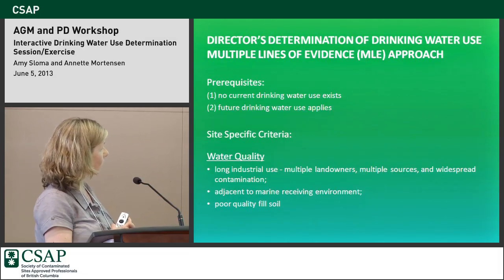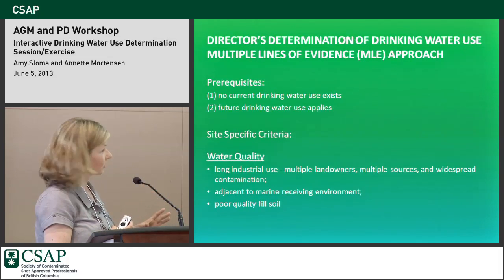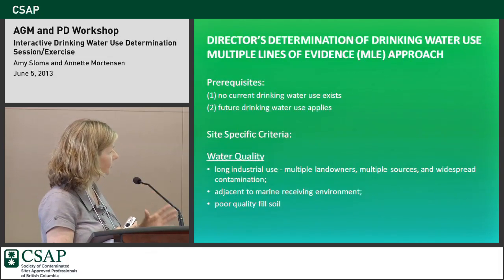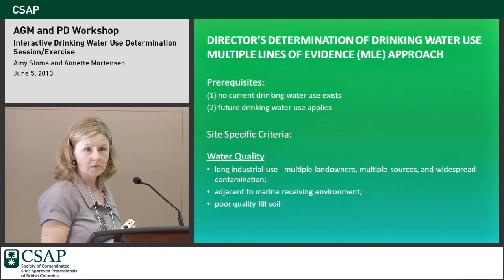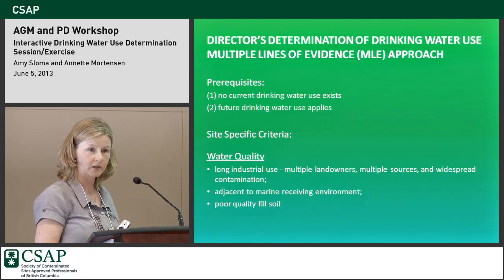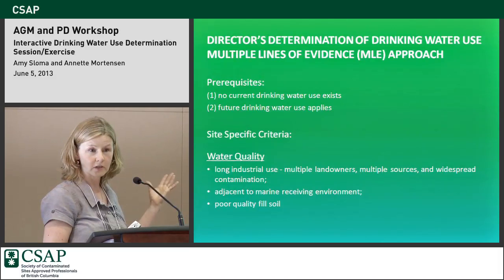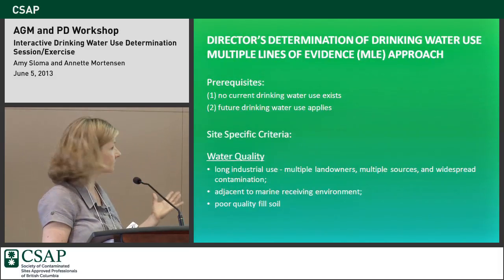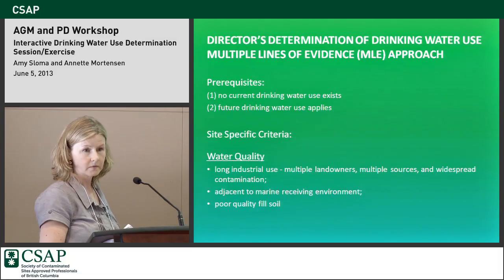So we have for water quality, long historical industrial use with multiple landowners, multiple sources, and widespread contamination. And this does not mean that if you have a single industrial landowner that's been operating on the same site for 100 years that he can then get a drinking water exemption. These are for sites where you cannot determine who is responsible for this contamination. And it's typically an argument that's been used for the Falls Creek exemptions.